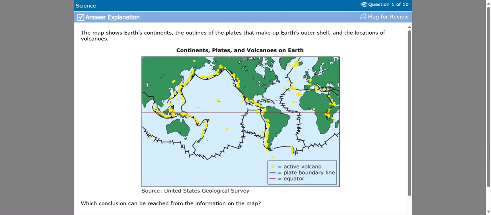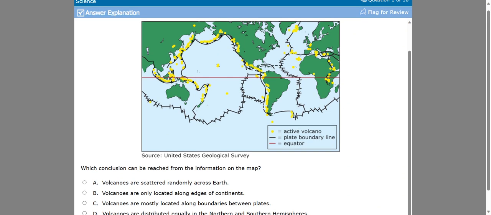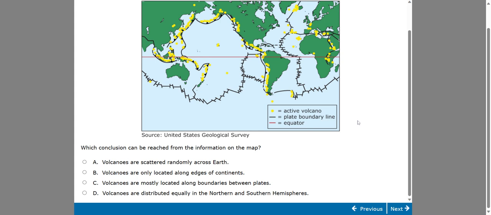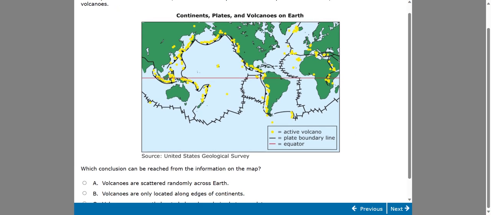There are 10 in this particular practice test. Okay, first you see here a map, obviously, a visual geographical map. And we have a legend here located in the bottom right. And this map is from the United States Geological Survey. So it says, which conclusion can be reached from the information on the map?